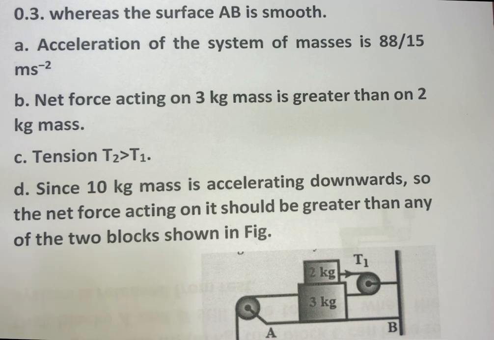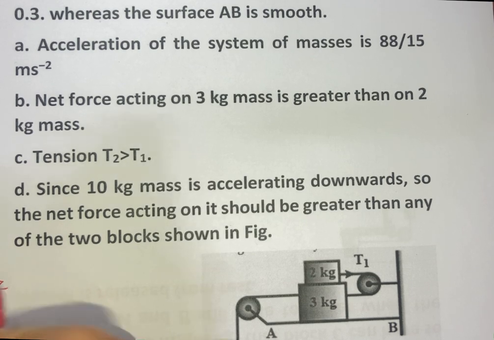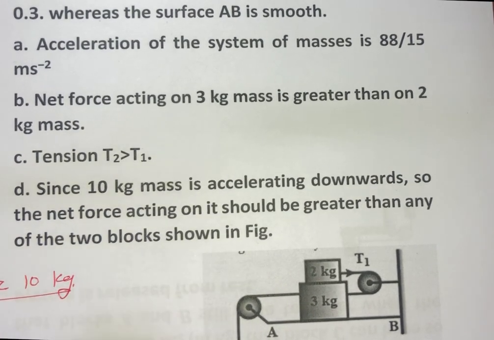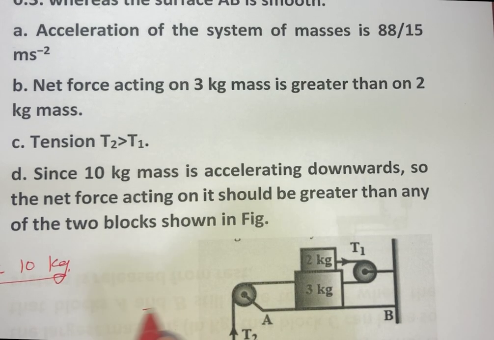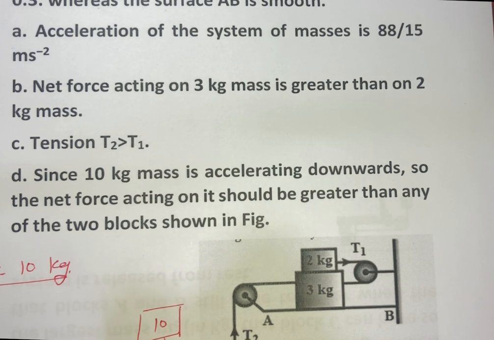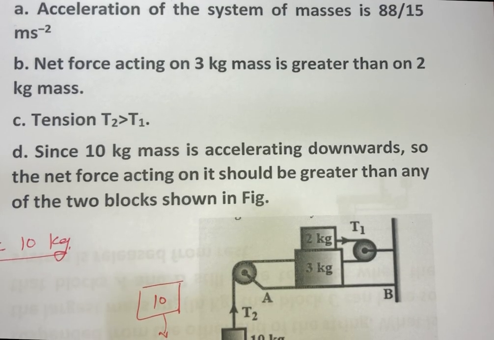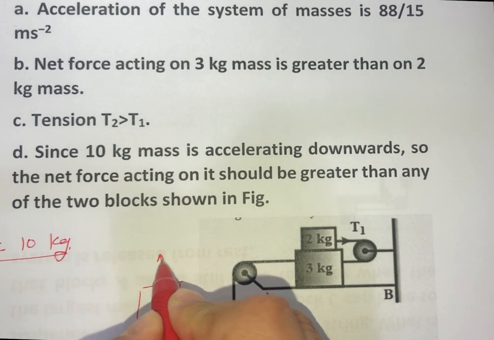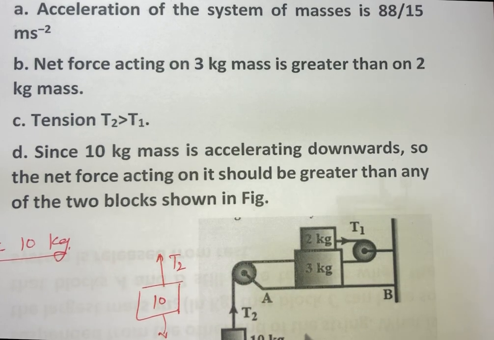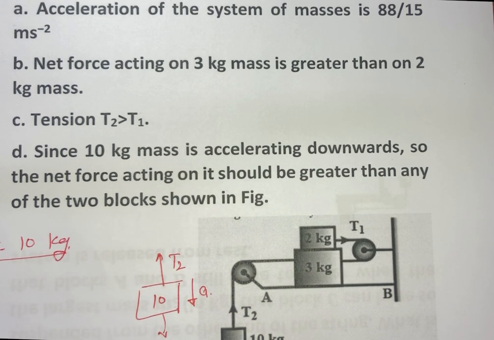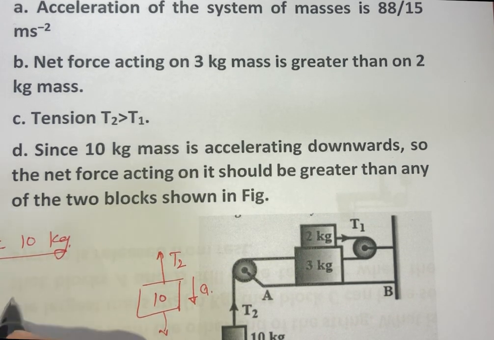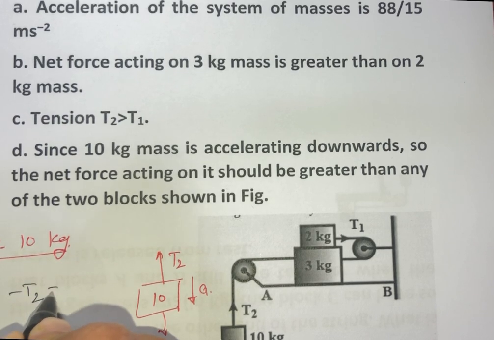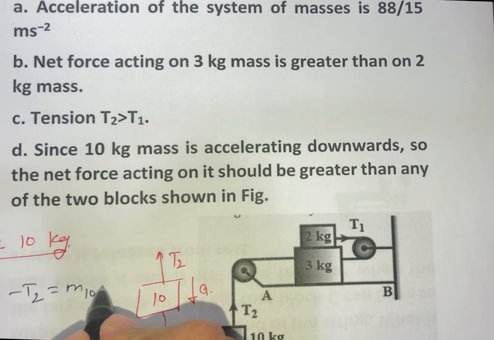So let us take 10 kg first of all. In the downward direction there will be M10G, and upward there will be a tension T2, and let us suppose that it is moving in the downward direction with acceleration A. So the equation of motion can be written as M10G minus T2 is equal to M10 multiplied by A.